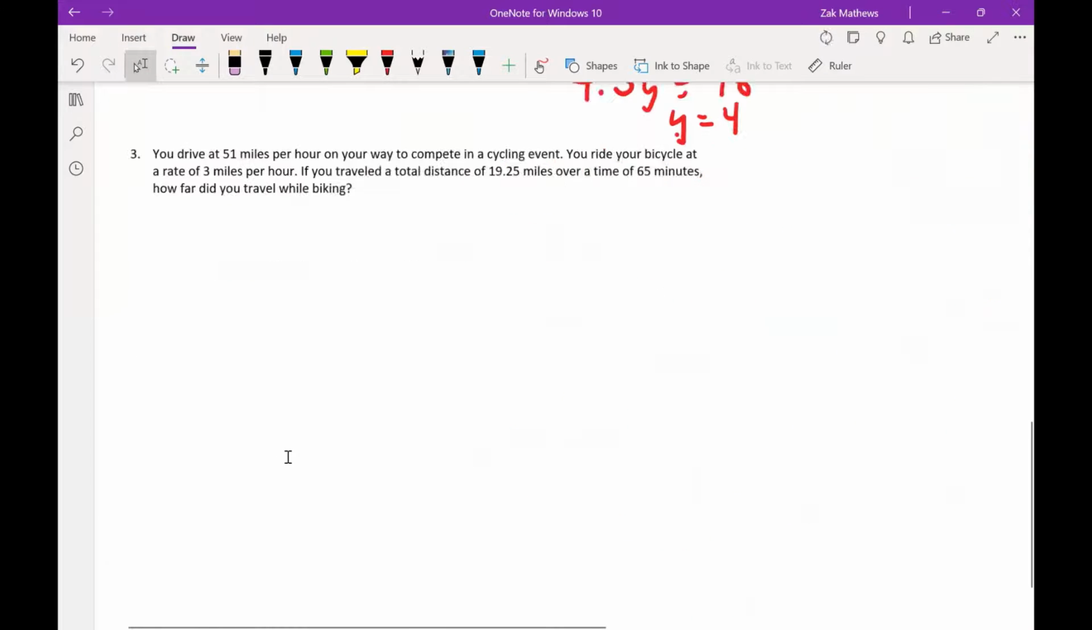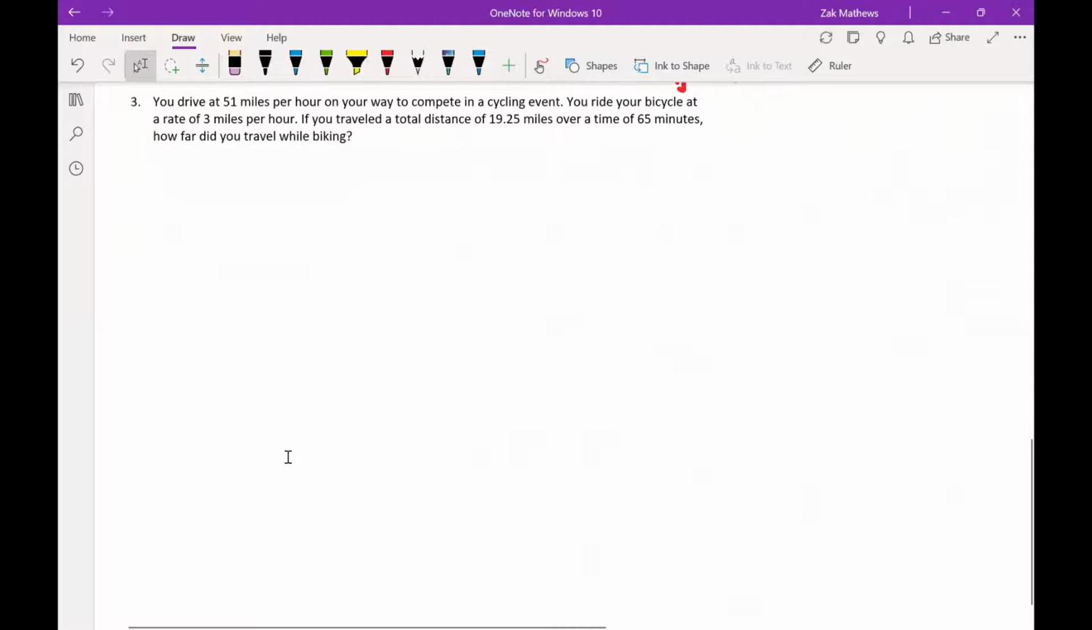Let's look at one last word problem. You drive at 51 miles per hour on your way home to compete in a cycling event. You ride your bicycle at a rate of 3 miles per hour. You traveled a total distance of 19.25 miles over a time of 65 minutes. That's together both the car and biking. How far did you travel while biking?